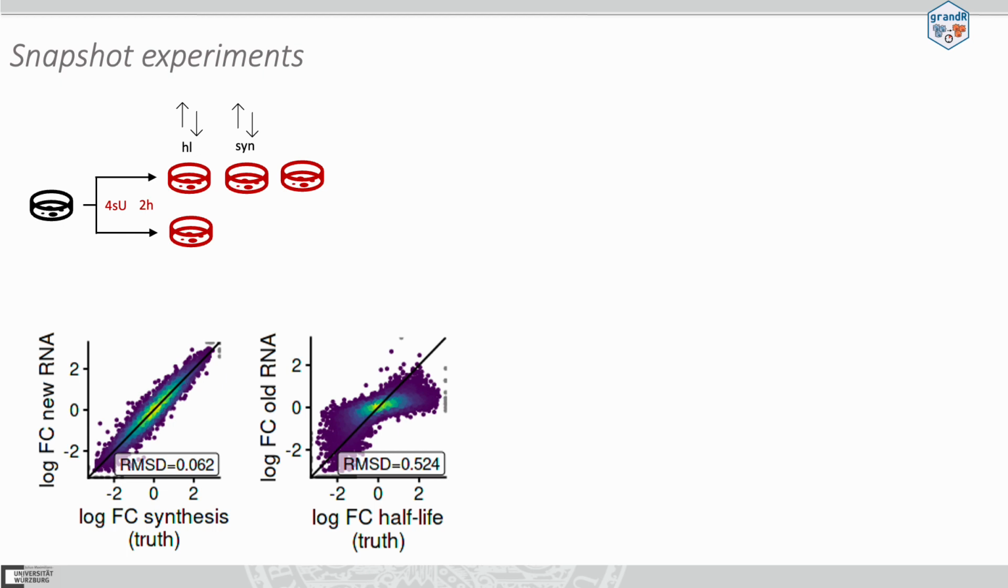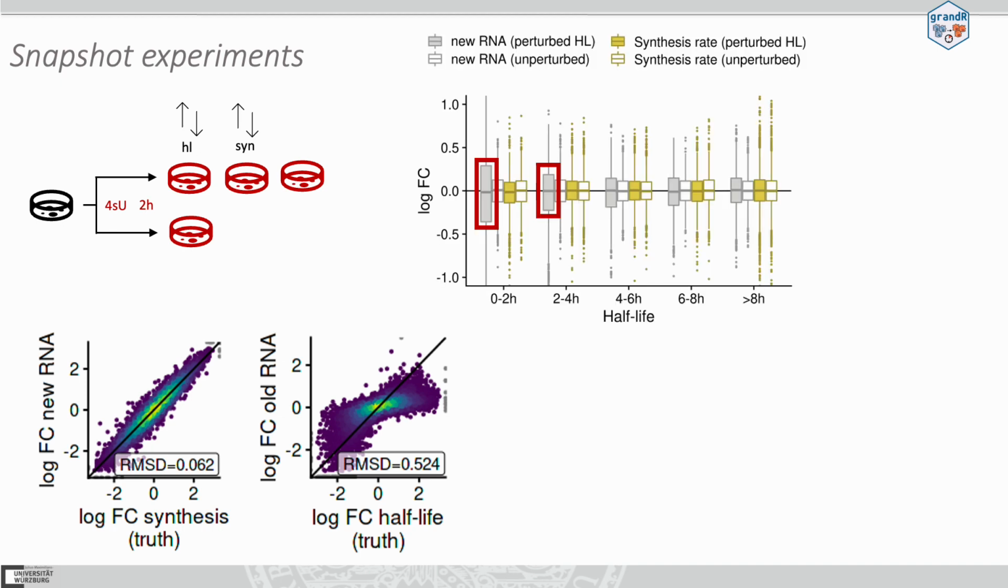Previously, to infer anything about synthesis or stability, differential expression analysis has been applied to old and new RNA. If we look at the log-fold change of new RNA, this also correlates very well with the log-fold change of the synthesis. But the log-fold change of the old RNA does not correlate with the log-fold change of the half-life. It's also important to consider that even though in the early time points here only the half-life were perturbed, we can see massive changes in new RNA that with this approach could be mistaken for changes in synthesis.